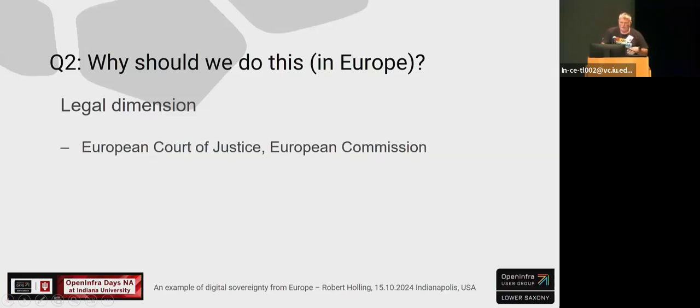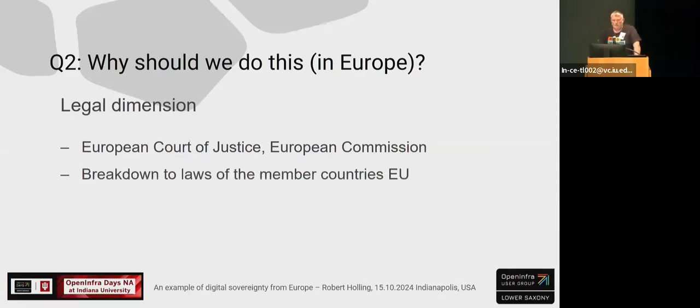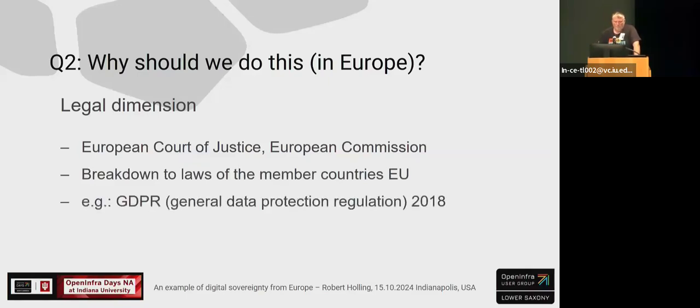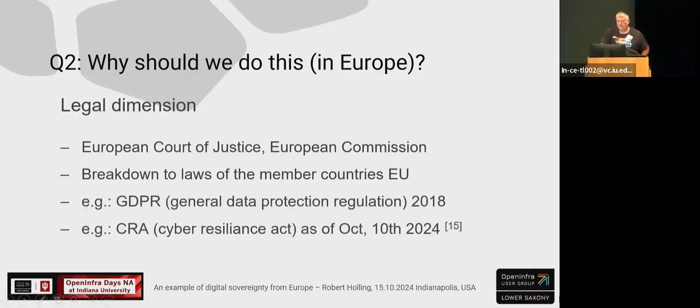We have the European Court of Justice, we have the European Commission, and so on. Around 80% of the laws in Germany are dictated by the EU. Once these laws are passed in Brussels, we have to break them down to the member countries of the EU. One example is the GDPR from 2018, and from last week, the Cyber Resilience Act.